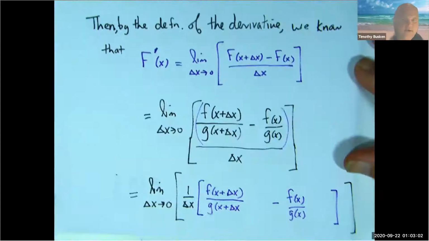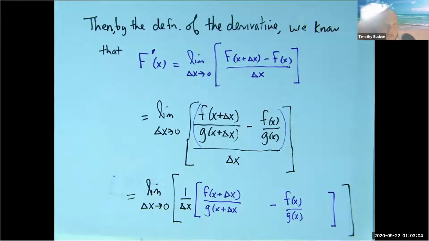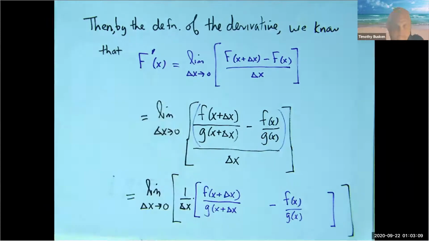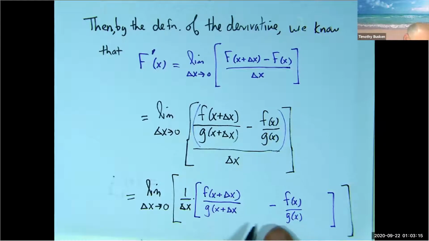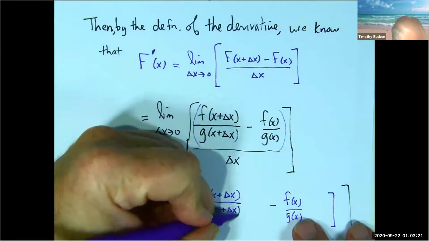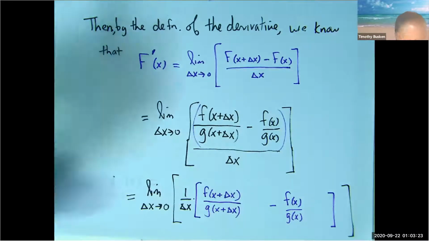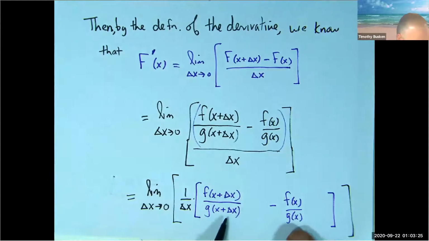Okay, so I hope you can see what I did. I just peeled off the 1 over delta x, and I'm writing this as a product of 1 over delta x times that numerator. And when it comes to subtracting these two fractions, I've got to have a common denominator.